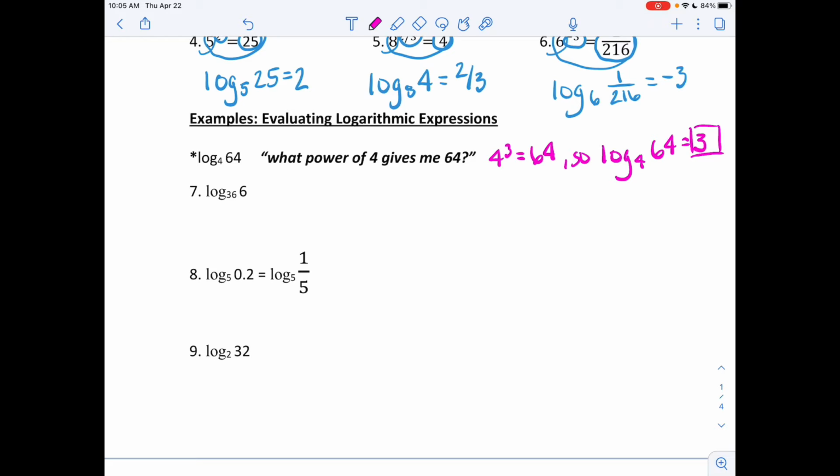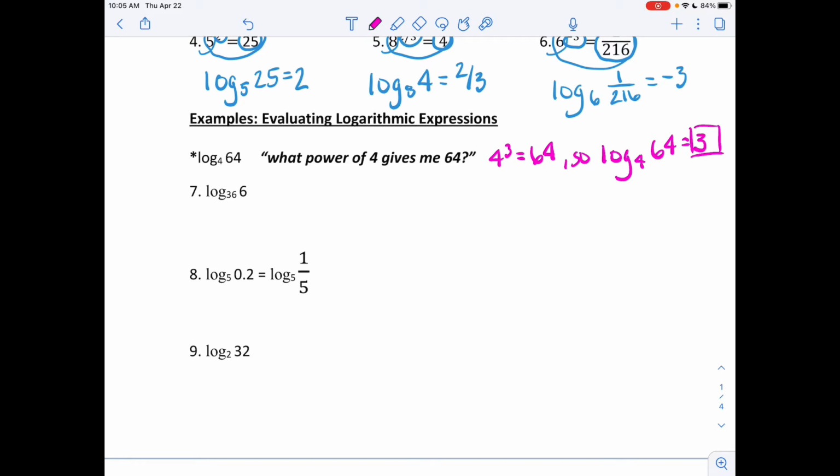Let's go ahead and try a couple of examples. So this next one, we're asking ourselves, what power of 36 gives me a 6? Well, 36 is bigger than 6, so that's kind of written a little backwards from what we were doing before. So instead of thinking in terms of integer powers, we need to be thinking of fractions instead.